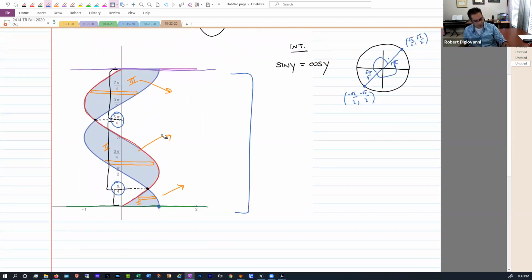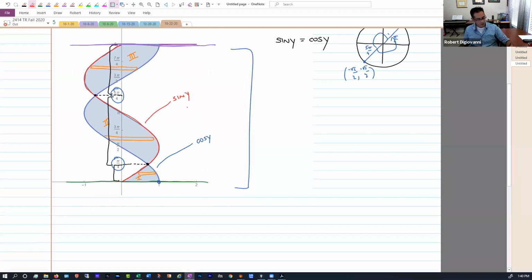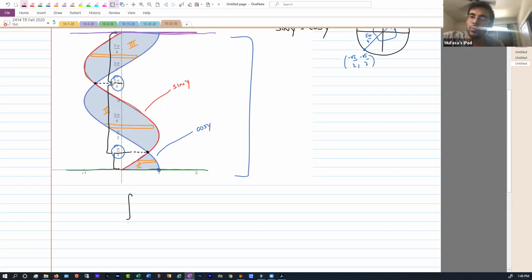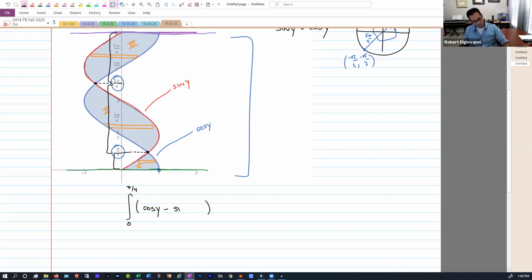And maybe I should label these just so it'll help us. The blue curve is the cosine y, and the red curve is the sine y. So for the first integral, we are going to have the integral from where to where? 0 to pi over 4. And then it's going to be the right one, cosine y, blue, minus the left one, dy. That should give me the area of region 1, right?